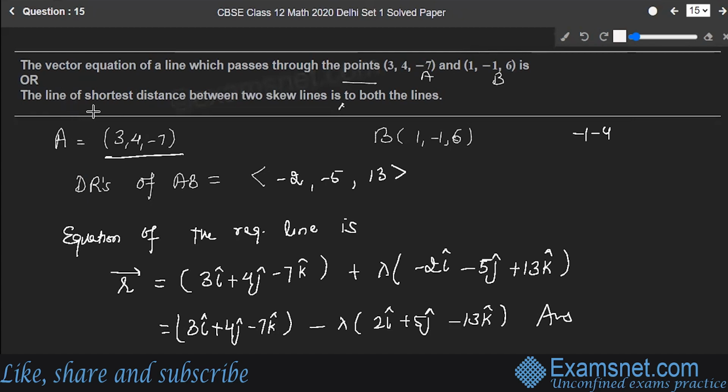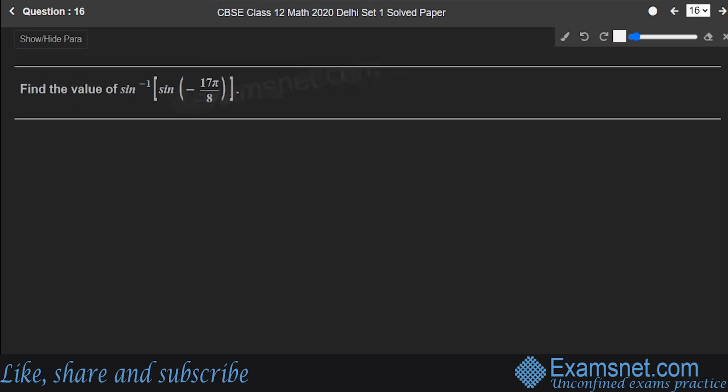Next is the line of the shortest distance between two skew lines is dash to both lines. We are talking about the shortest distance. And you know one thing, the shortest distance is always the perpendicular dropped. So the answer is it is perpendicular to both the lines because shortest distance is only between any two ones. Shortest distance is the straight line, perpendicular line dropped. Hope you understood that.